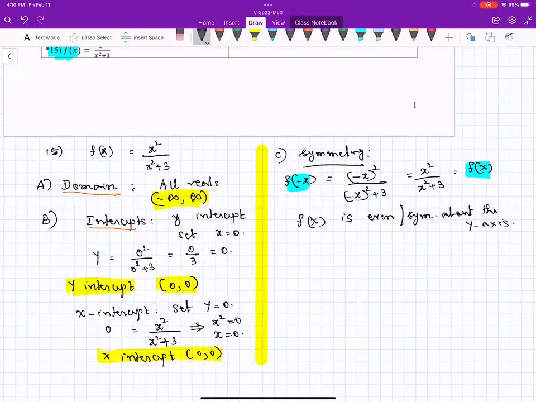Even means symmetric about the y-axis. By symmetric about the y-axis, we mean the branch on the right side of the y-axis is the mirror reflection of the branch of the graph on the left side. So there is a symmetry, and it is enough to do one of the two sides of the graph. If you reflect it about the y-axis, you will see the other side. That's the purpose of knowing the symmetry. Next, we are going to do the asymptotes.